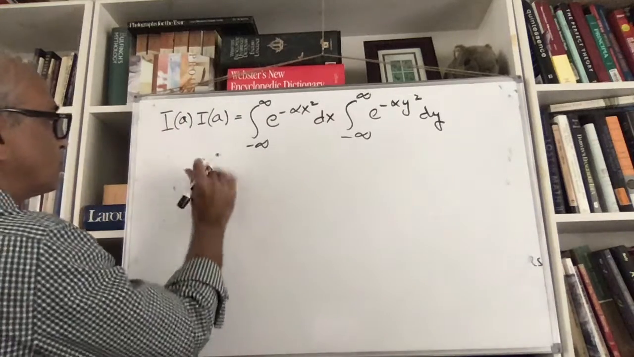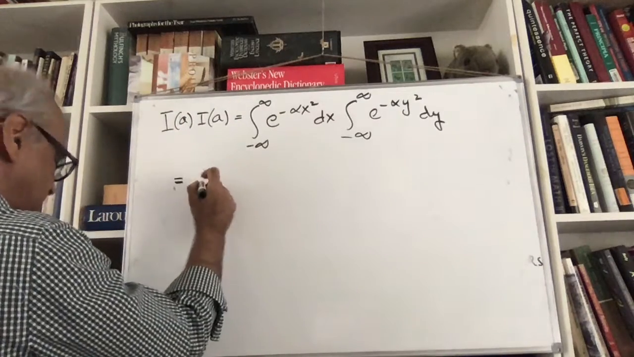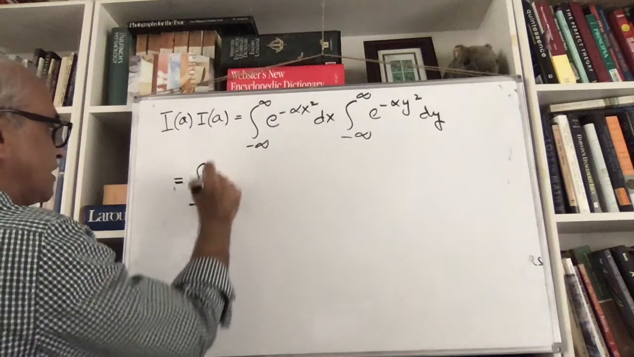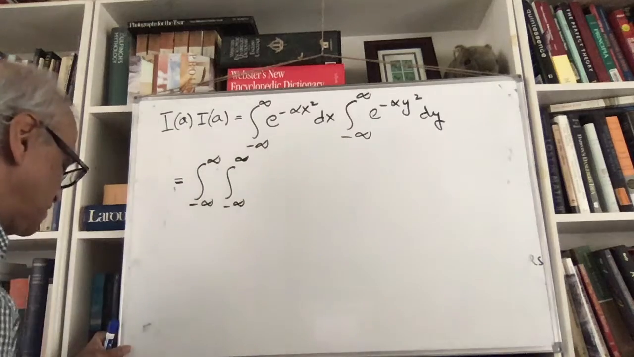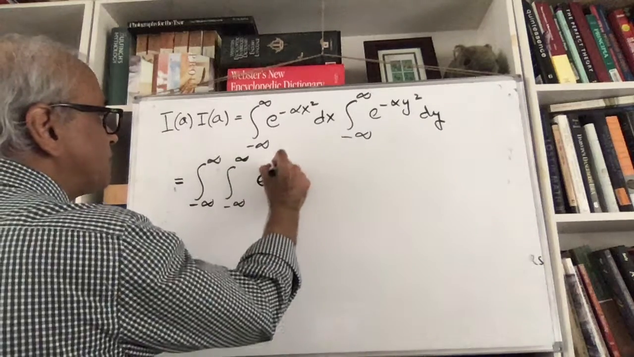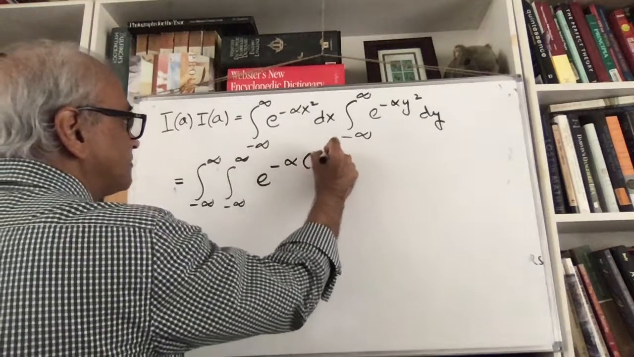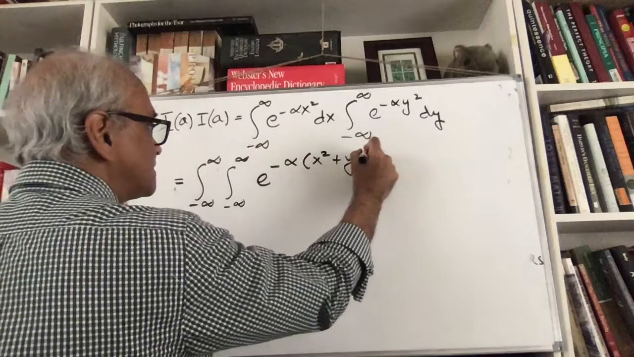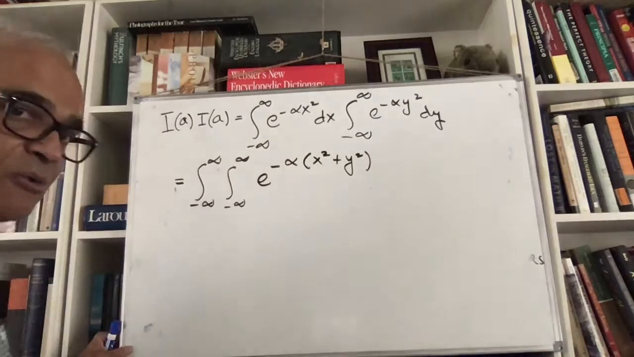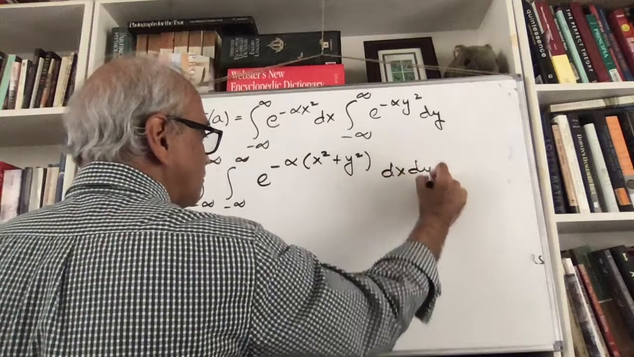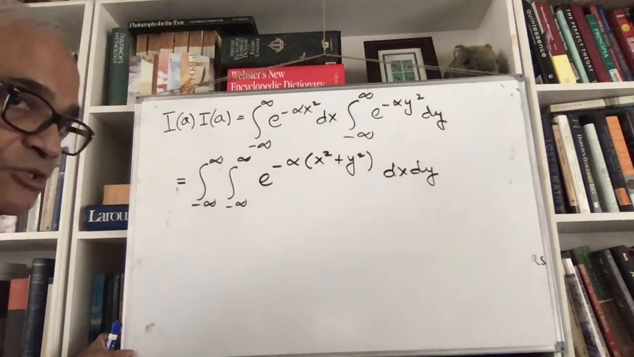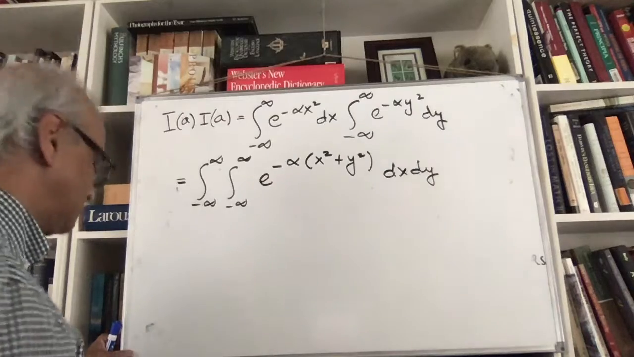So I can write this out as an integral over minus infinity to plus infinity. There are two variables here. Each one of them is going from minus infinity to plus infinity, e to the power minus, and I can add these two terms in the power, right? And then I have dx dy. Those are my two variables, x and y.